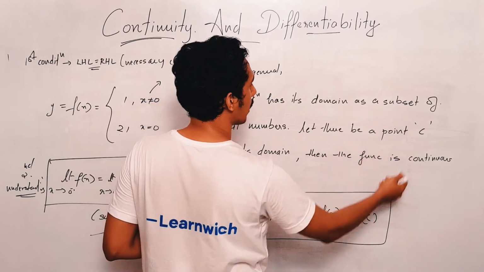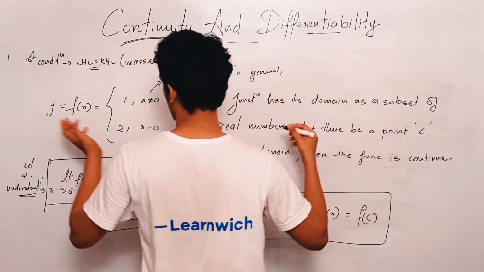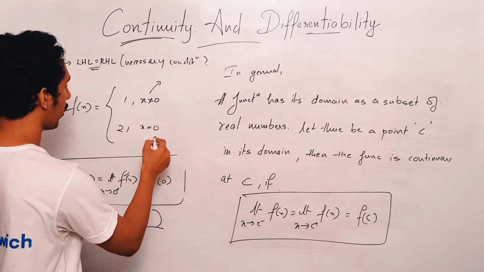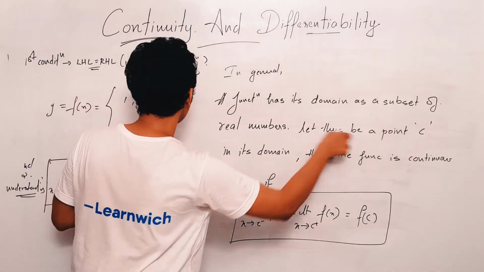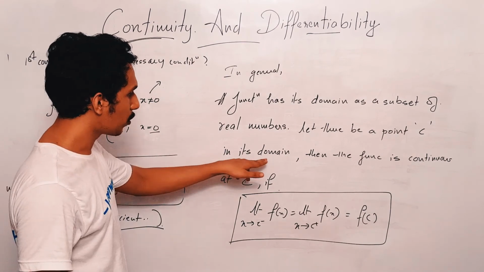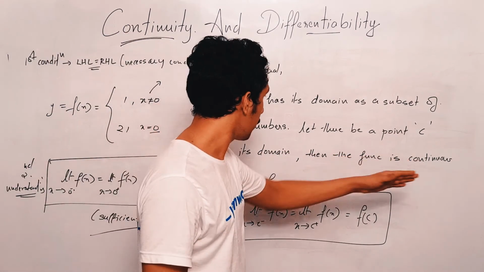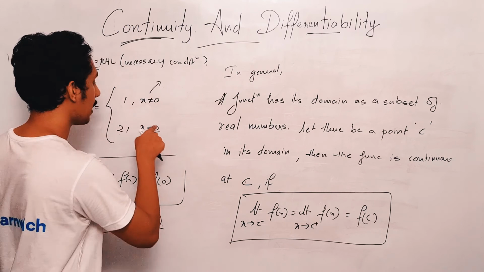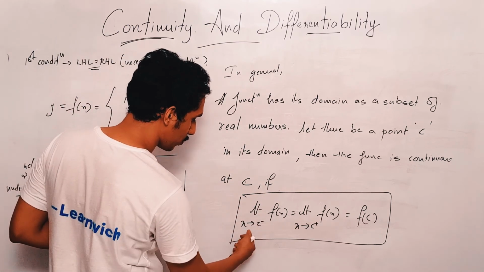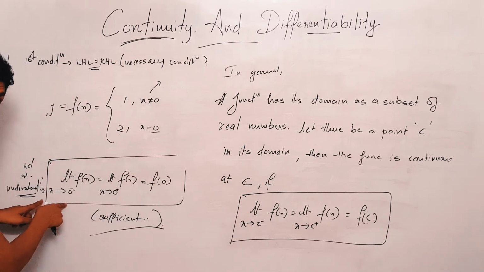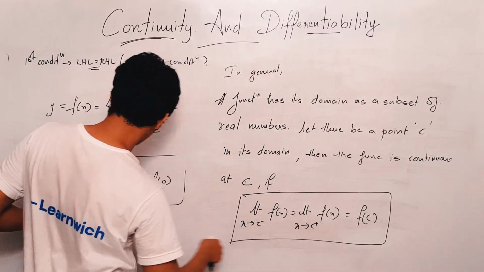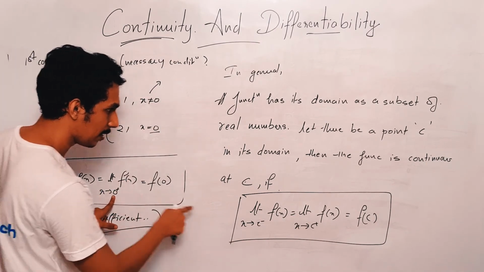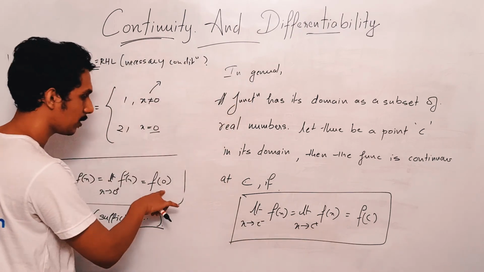Let there be a point C. There are a lot of real numbers, and I choose the point 0. So for me, 0 is C in its domain. Then the function is continuous at C, that is, continuous at 0, if the limit as x tends to C minus, the limit as x tends to 0 minus, is equal to the limit as x tends to C plus, the limit as x tends to 0 plus, is equal to f of C, which is f of 0.